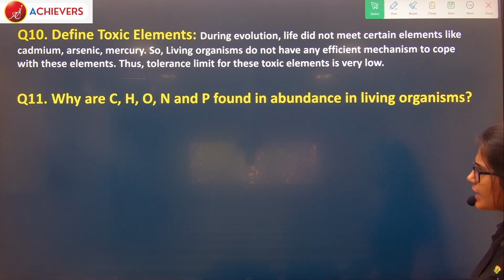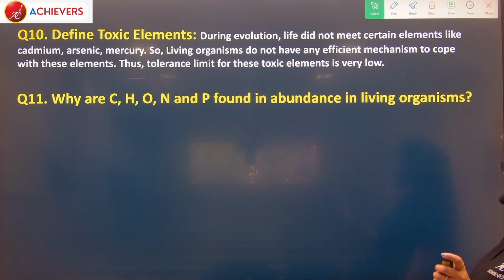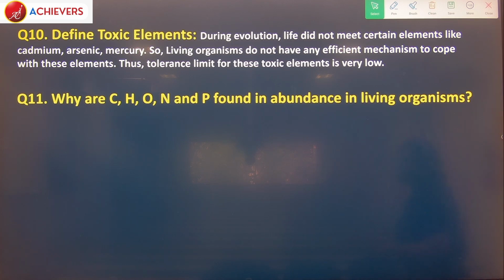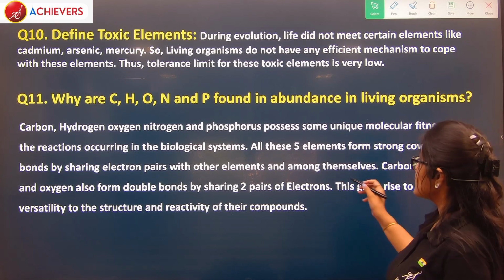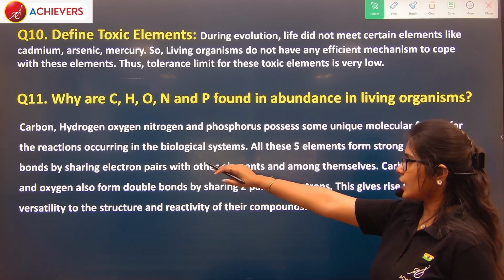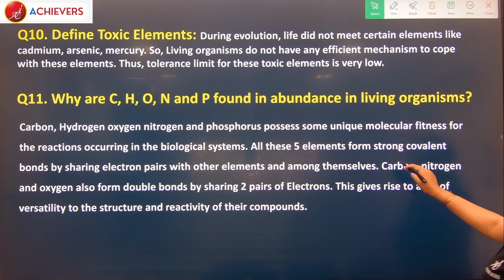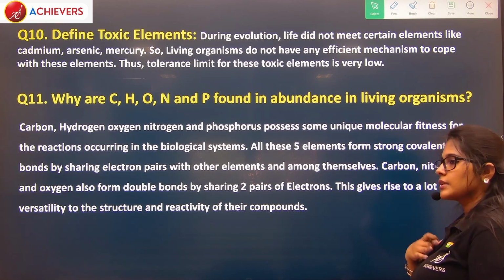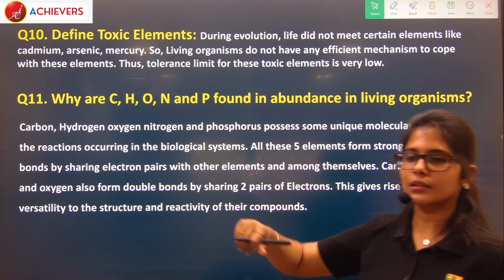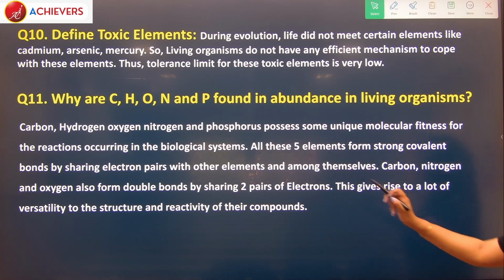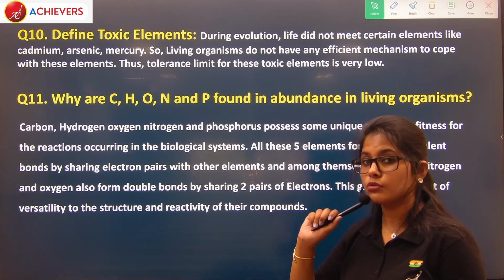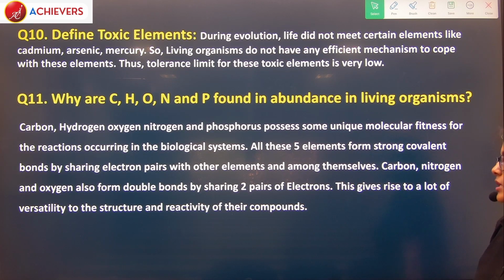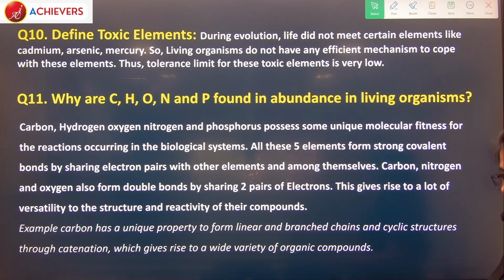Next question. Why are carbon, hydrogen, nitrogen, and phosphorus found in abundance in living organisms? We read about them under bulk elements. Carbon, hydrogen, oxygen, nitrogen, and phosphorus possess some unique molecular fitness for the reactions occurring in biological systems. All these five elements form strong covalent bonds by sharing electron pairs with other elements and among themselves. They have electrons, so they share electrons with other elements to create strong covalent bonds. Carbon, nitrogen and oxygen also form double bonds because they share two pairs of electrons. By sharing two pairs of electrons, this gives rise to a lot of versatility to the structure and reactivity of the compounds. An example is necessary.